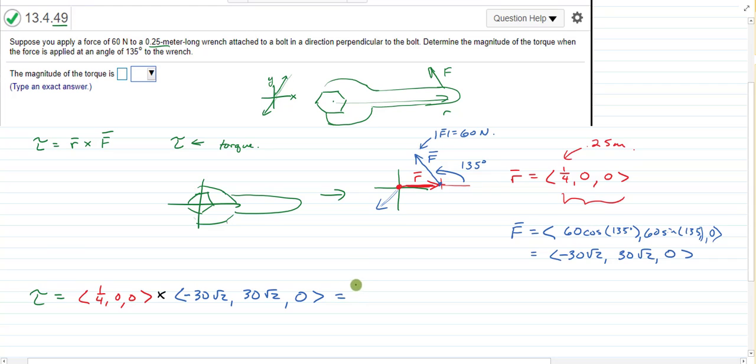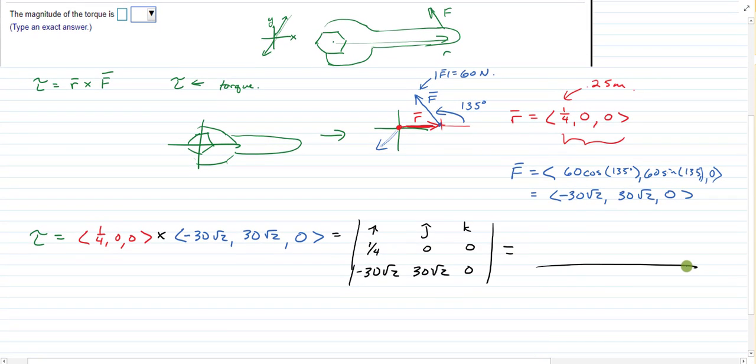So I'll set that up just as a reminder. The way we've been showing how to compute that cross product is as i, j, k, and then we would take 1/4, 0, 0, and then minus 30 square root of 2, 30 square root of 2, and 0, and we could go ahead and compute that 3 by 3 determinant as we have. And that would be a fine way. Once we'd have that, we'd have some sort of vector sitting in R3.